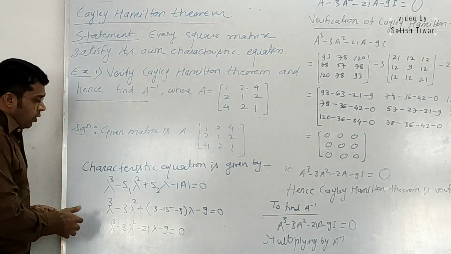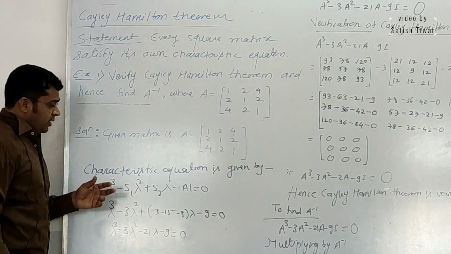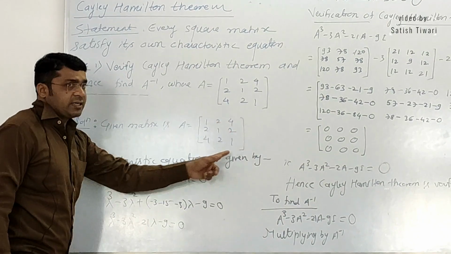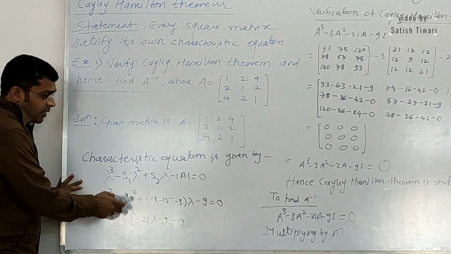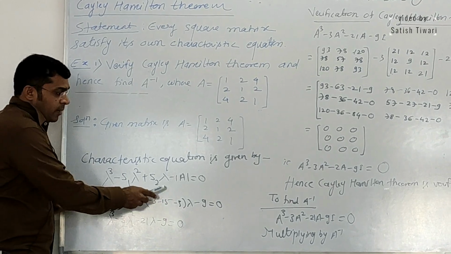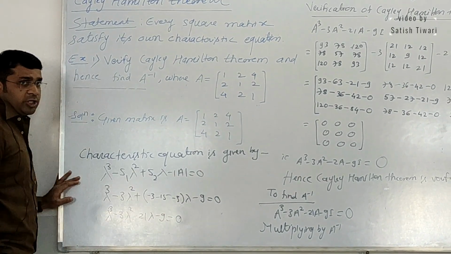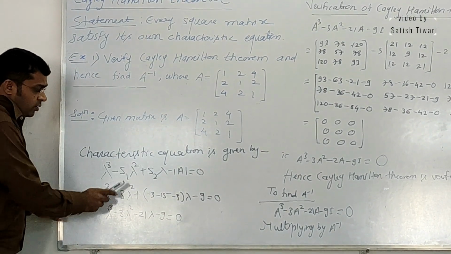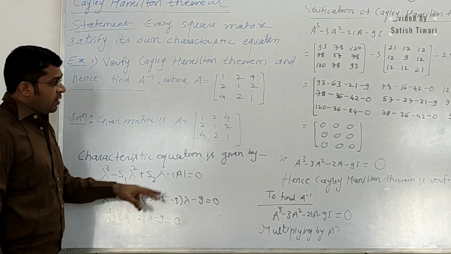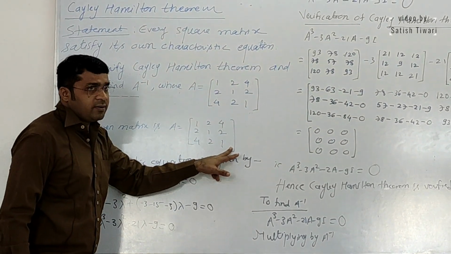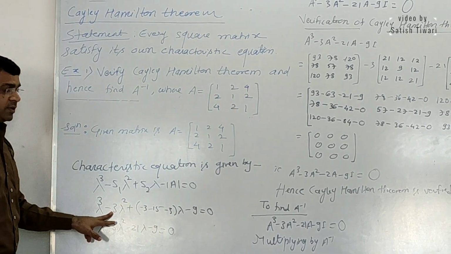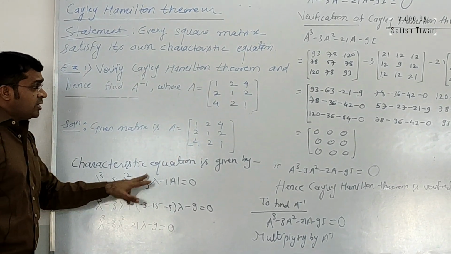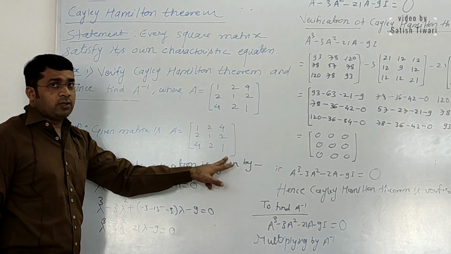And we have one formula for getting the characteristic equation for the 3 by 3 matrix. And the formula is what? Lambda cube minus S1 lambda square plus S2 lambda minus determinant of A equals 0. Now what is S1? S1 stands for the sum of the diagonal elements. It is 1 plus 1 plus 1. It will be 3.